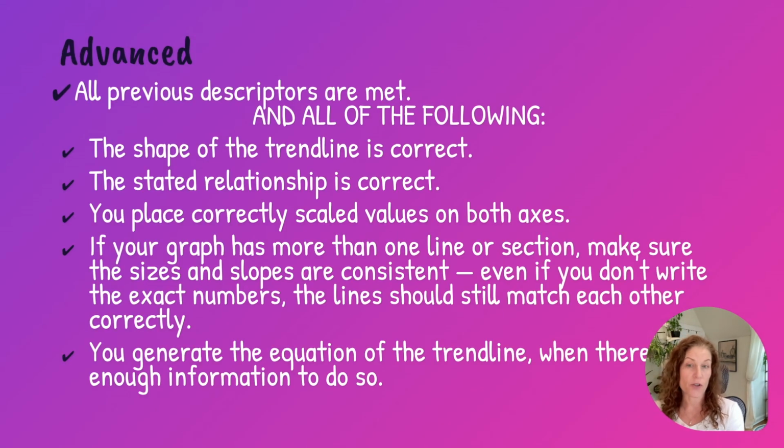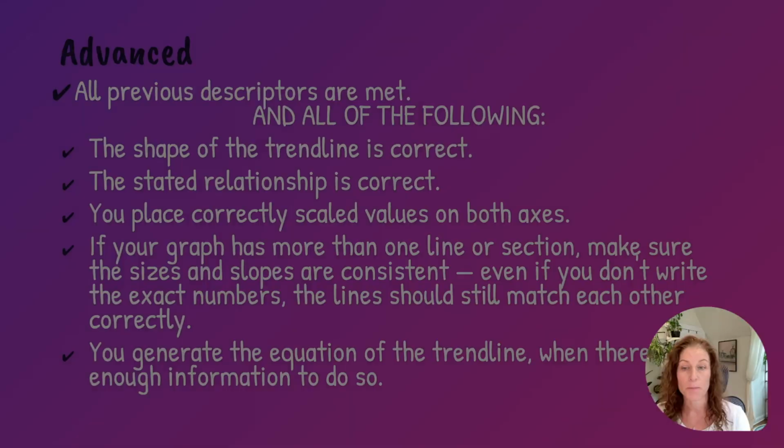All previous descriptors are met, but now the shape of the trend line is correct. You state the relationship, and that's correct. The scaled values are correct. And then sometimes we have graphs that have multiple lines or multiple sections to a line. So there's an up and then a horizontal and another up, something like that, multiple sections. So you need to be consistent in terms of scale and slopes. So, if one line is supposed to be steeper than the other, then you're showing that clearly. If you have enough information, you're going to generate the equation of the trend line. It may be wrong, but you have to generate it.